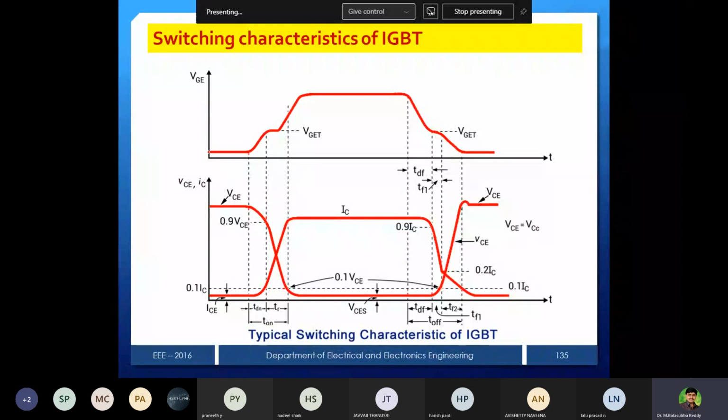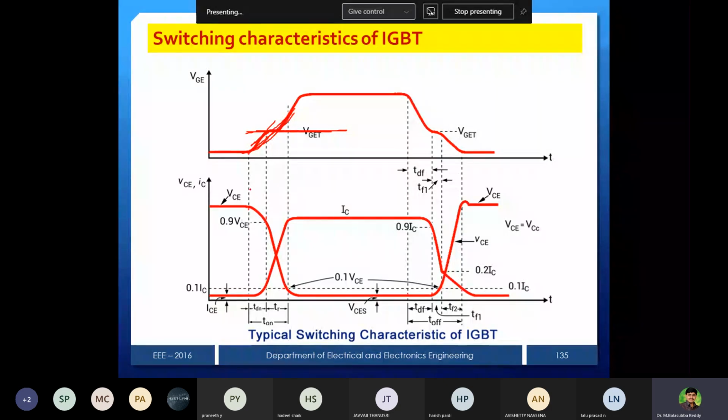What is our intention? This is the initial small voltage, and later on if you want to turn on the device, we want to increase the gate and emitter voltage. Once this voltage increases gradually and this point is reached, what is this point? VGET means gate emitter threshold voltage, or you can say the IGBT threshold voltage. Once that is reached, automatically the device is going to start conducting.